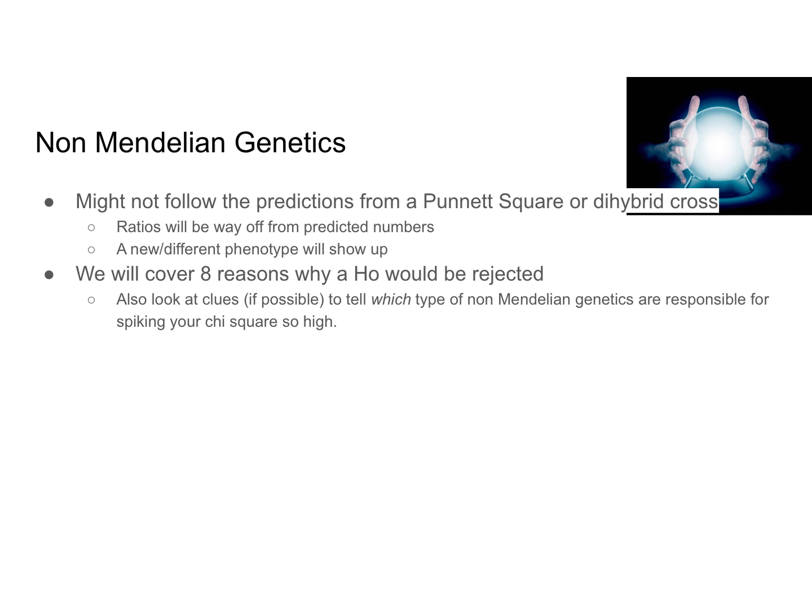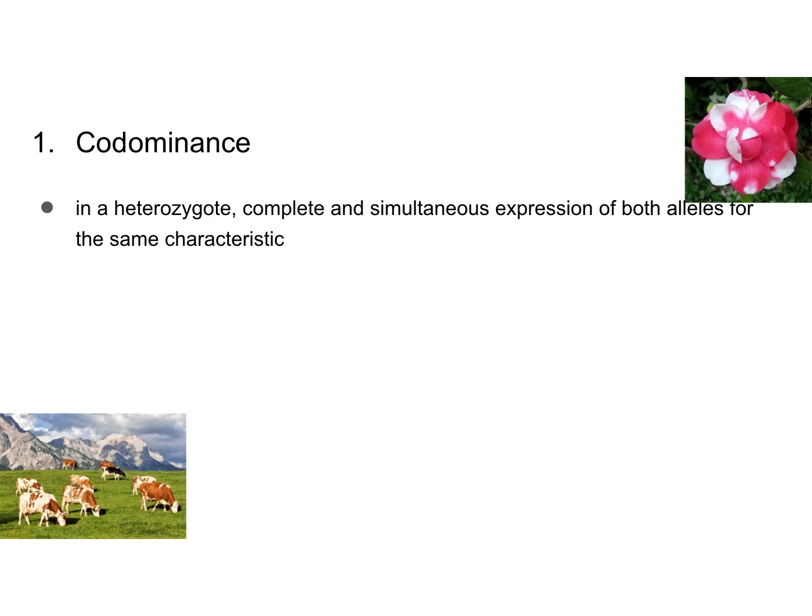And so in this video, we're going to be talking about the 8 reasons why a null hypothesis would be rejected, and those clues to tell you which type of non-Mendelian genetics are responsible for spiking up your chi-square at such a high value. The first one I'm going to talk about is codominance.